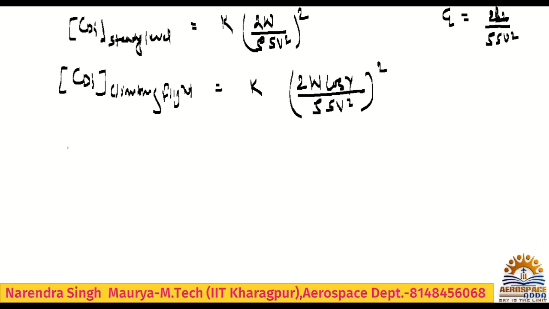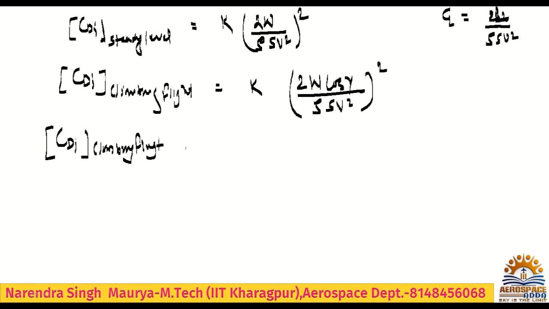Now we can write this. Take the ratio, so most of the values will be cancelled out. Because I need CDI for the climbing flight, I will write this in the numerator, climbing flight. No?